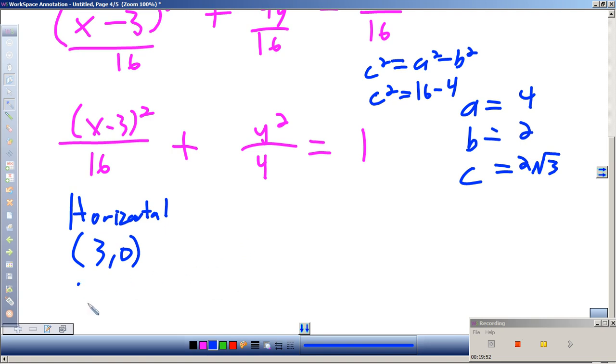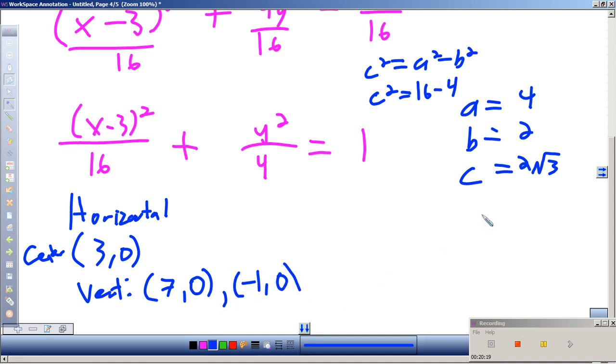So, vertices. What do you have? 3, 0, is that the center? Yeah, the center, sorry, it's just not labeled. Okay, and how do you get that? Yeah, so 7, comma, 0, and where's the other one? And 1, 0. So I'm going to do a sketch just because it helps me visualize stuff.